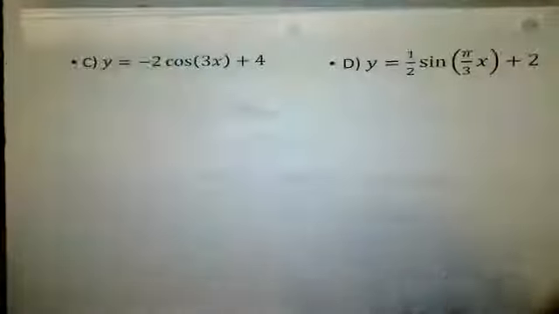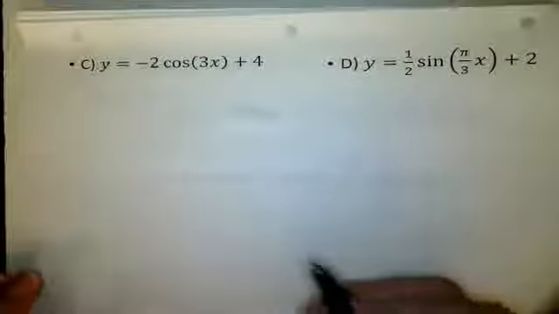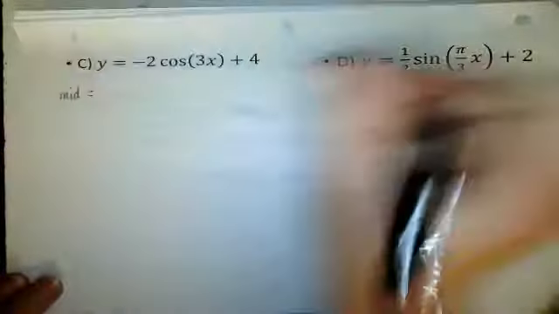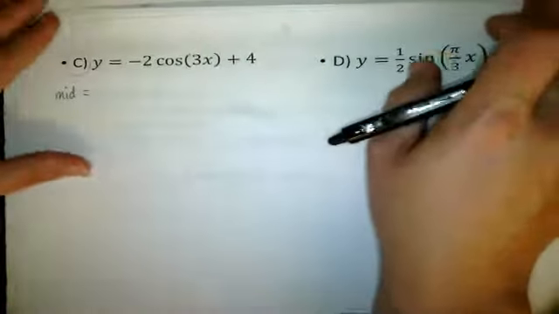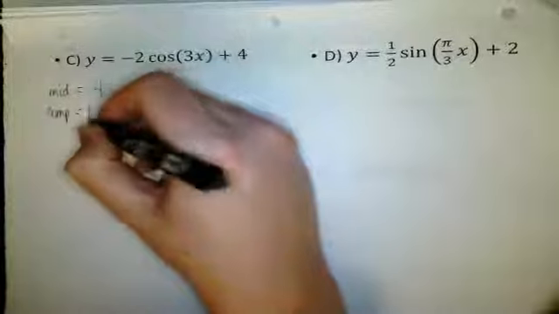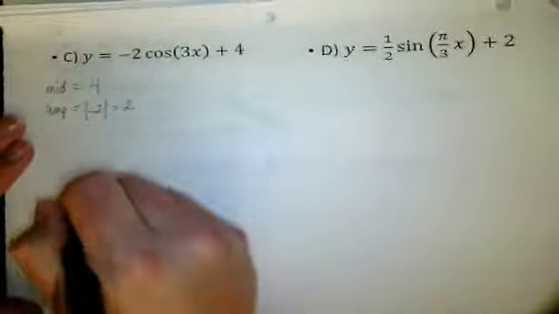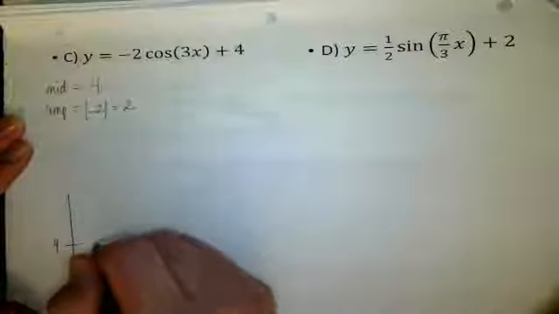Y equals -2 cosine of 3x plus 4. What is the midline? 4. Good. And the amplitude? 2. Absolute value is 2. And I'm going to go ahead and mark that up here. My midline is 4.